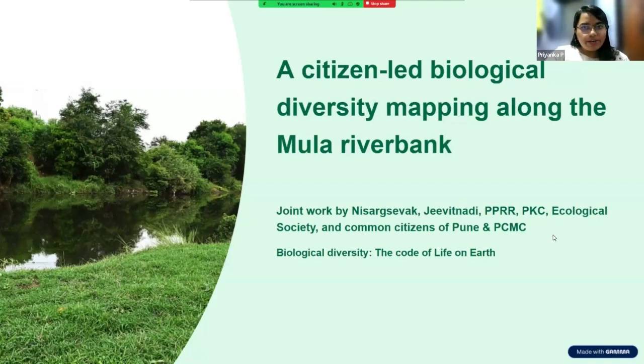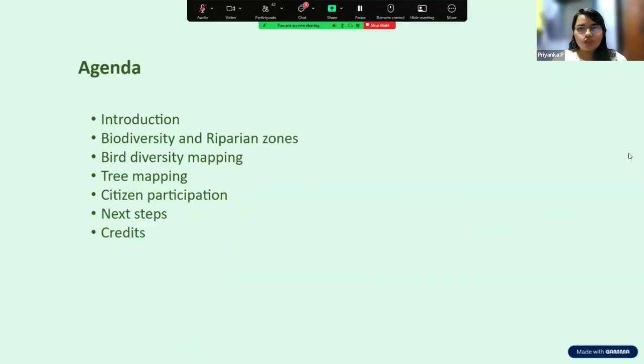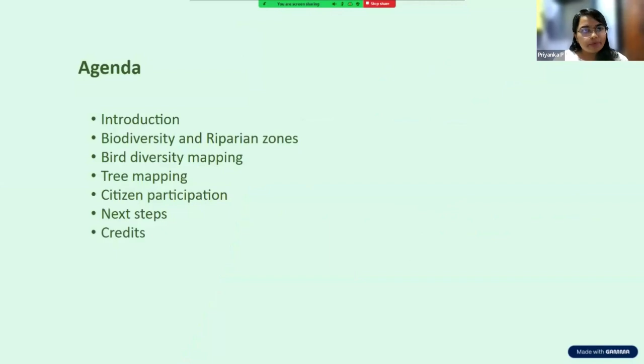Let's go on to the next slide. Yeah. So this is the brief agenda. We'll dive into the Mula River's unique habitat, which is called the riparian habitat, explore its rich flora and fauna in terms of the bird diversity mapping and the tree mapping that we have done, as well as the citizen participation that has been there in a wonderful amount, and also the next steps, what we look forward to in the coming months.